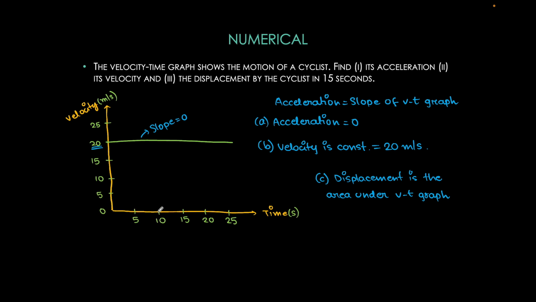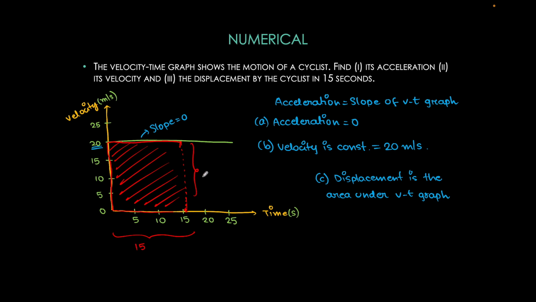So what we'll do is that in this 15 seconds, we'll just draw a line. Let's say 15 seconds, and we need to find this particular area, right? So if you say this particular part is a rectangle, whose length is what? 15, and whose breadth is what? 20, right? Whose breadth is 20, because we're going all the way up to 20 here, and we're going all the way up to 15 here. So the length is 15, and breadth is 20.